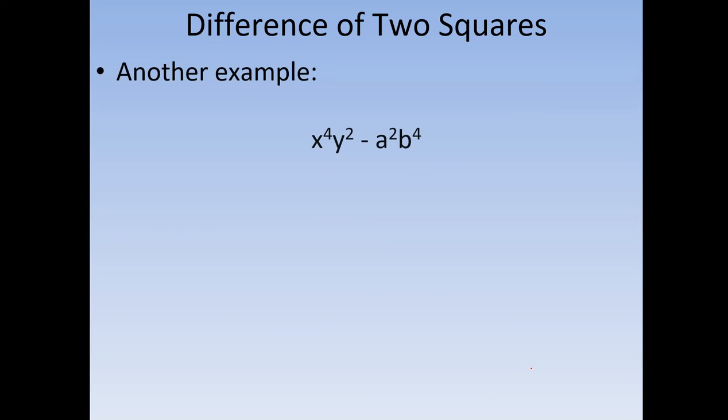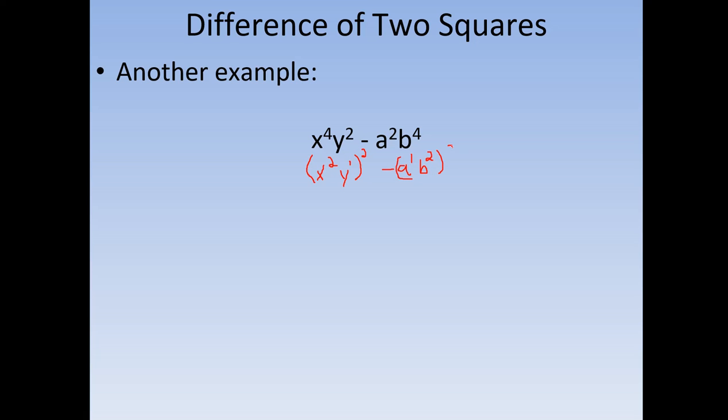So here's another example, and we'll do this together. There are no coefficients here. It's all about the exponents. Each of these exponents can be divided by 2. So if I do that, 4 divided by 2 is 2. Y divided by 2 is 1. 2 divided by 2 is 1. And 4 divided by 2 is 2.